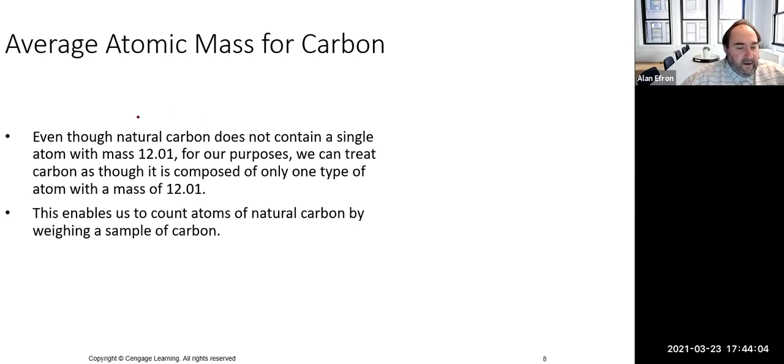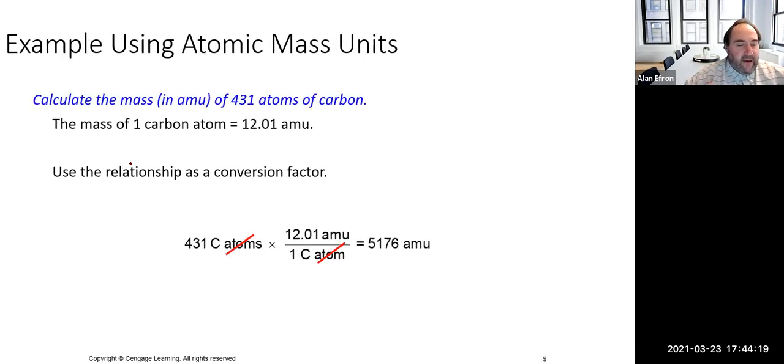Now, like I mentioned before, even though natural carbon does not contain a single atom with a mass of 12.01, we can treat it as though that is the atomic mass that we use for carbon, even though it's an averaging of that. So if we were going to do a conversion, we can do that. The mass of one carbon atom is 12.01 AMU, and that is basically the units that you can take off the periodic table. Again, if you look under carbon, it has that 12.01, and what that means is that there are 12.01 AMU in a carbon atom.